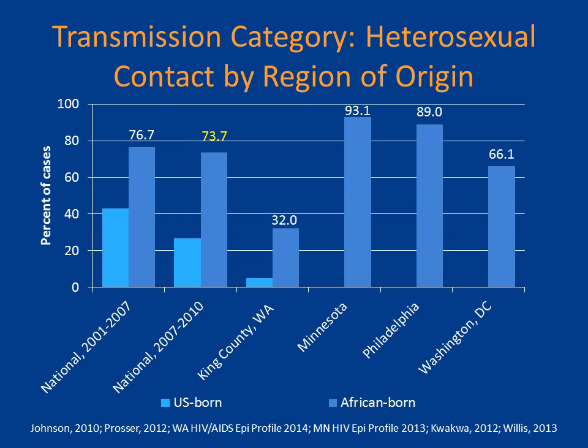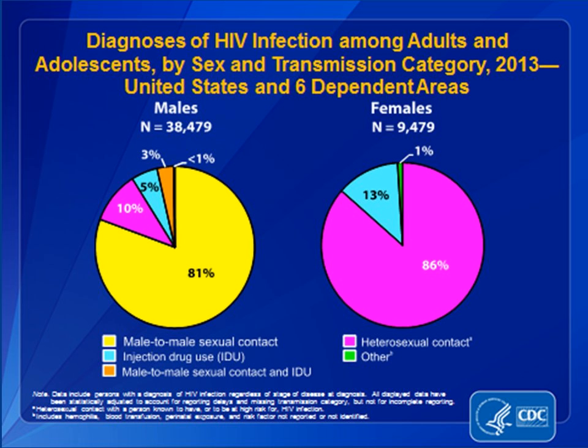The next slide is another CDC slide that shows the difference in the pattern of transmission categories by gender, and I really want to focus on the left side of this slide, which I'm sorry is a little bit blurry, but it shows transmission categories for all men reported with HIV in the US in 2013. And as you can see from the yellow shaded area here, 81% of men from 2013 who were reported with HIV had the transmission category of male-to-male sexual contact. So that's what we see in the country overall.